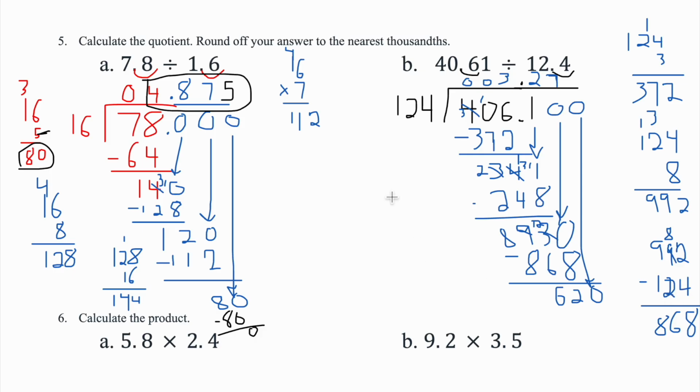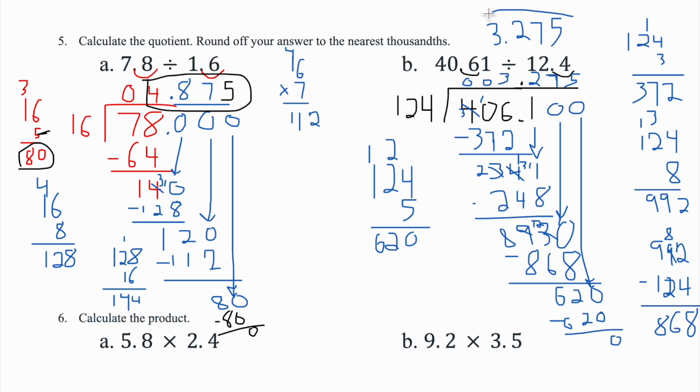Let's try times 5. 124 times 5. 5 times 4 is 20. 5 times 2 is 10, 11, 12. 5 times 1 is 5, plus 1 is 6. Worked out perfectly. 3.275. No remainder. All right, I'm going to write that answer on the top, just so we can see a little better. 3.275. There we go.